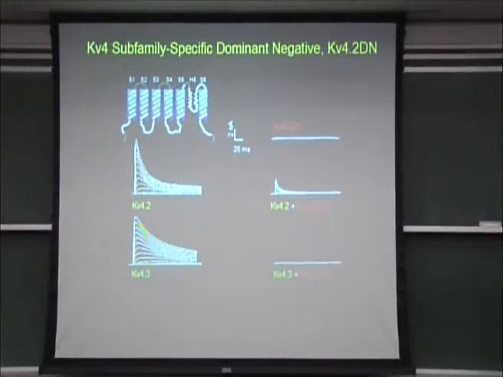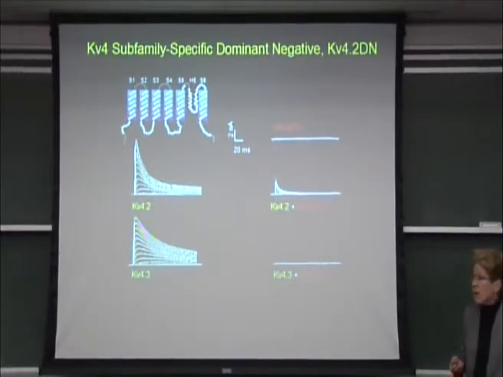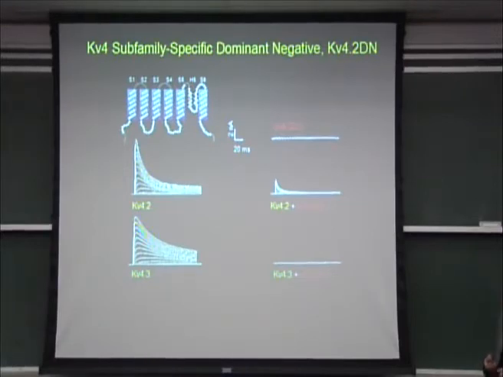Is this because of trafficking? Do you know if it's for trafficking reasons? No, as far as we can tell, these subunits co-assemble with the wild-type subunits, and they traffic to the cell surface. They are in the surface, but they are not conducting. That's right. Exactly. These are not GYG, actually.